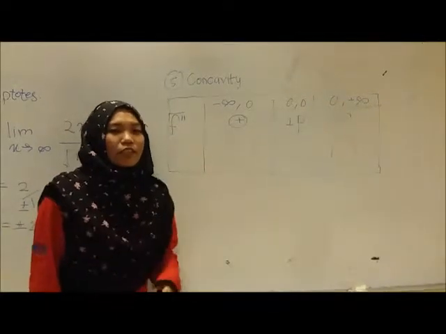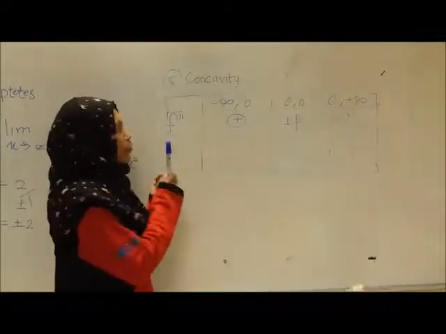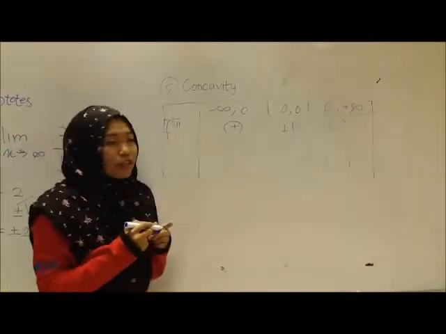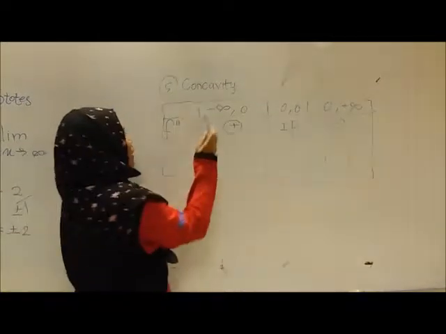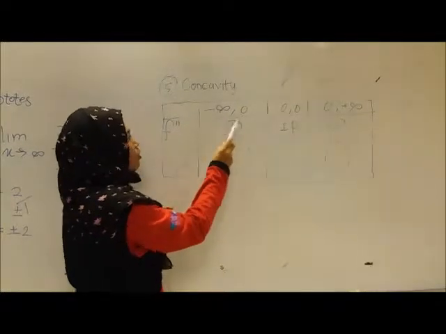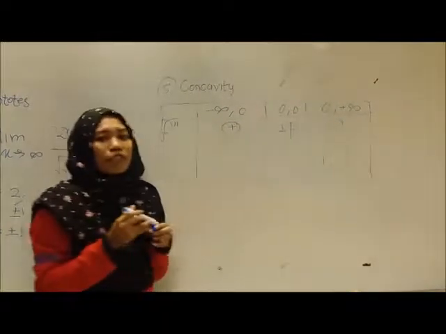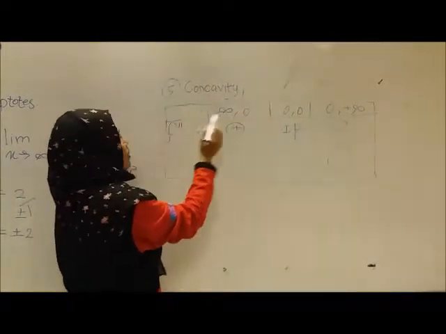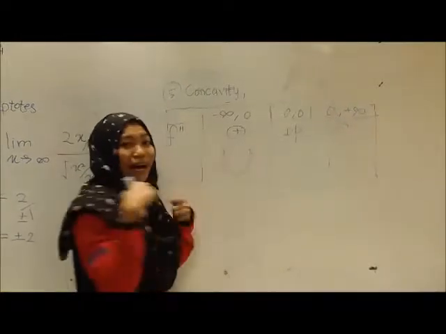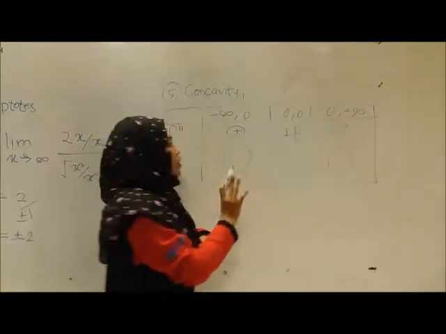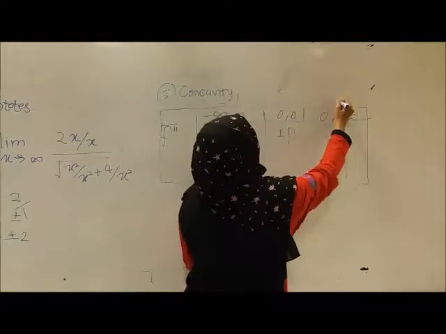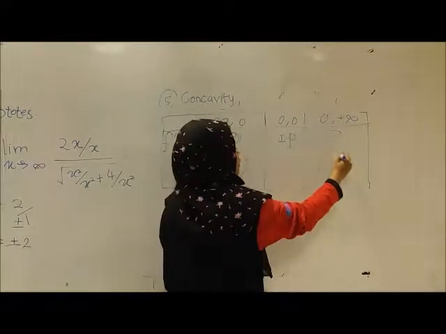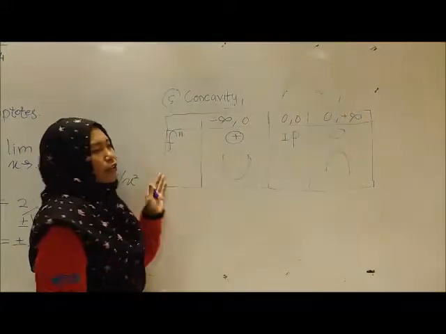After we get the inflection point, we can determine the concavity. As we know the inflection point is 0, 0, so the ranges are negative infinity to 0, and 0 to positive infinity. Then we substitute. For the first range, we choose negative 1, substitute, and get positive, so it is concave upwards, like a smile. Then 0, 0 is the inflection point. Then we choose 1, substitute into f double prime and get negative, so it is concave down. That's all for the concavity.